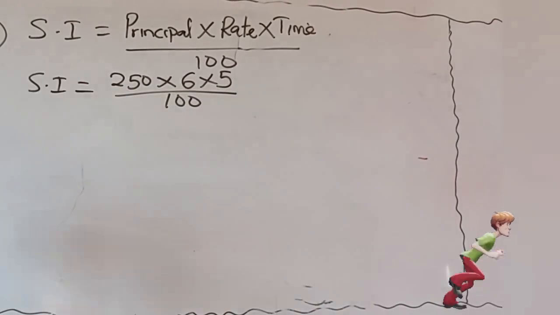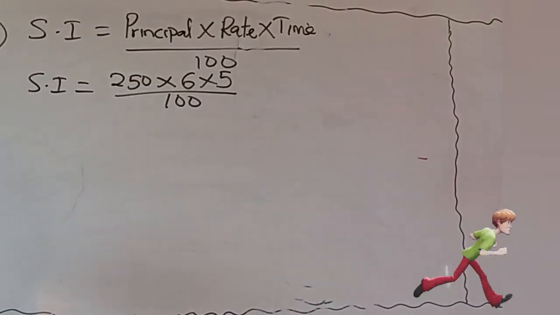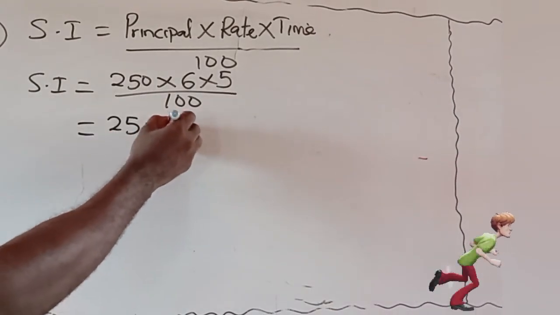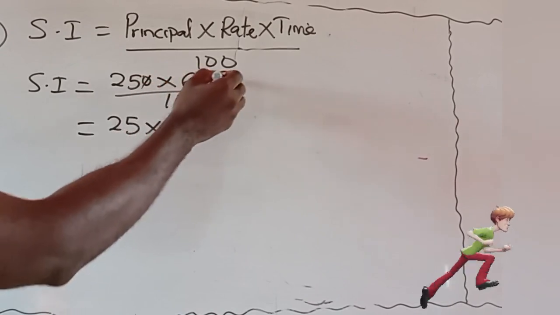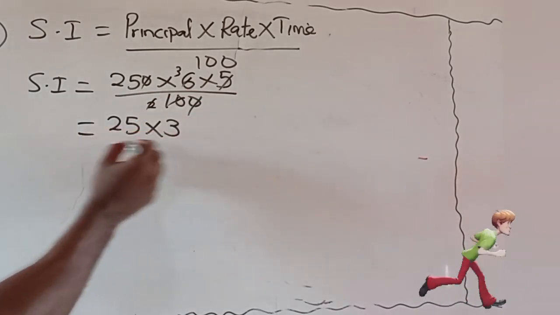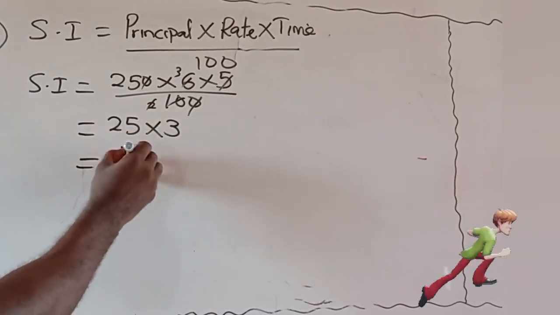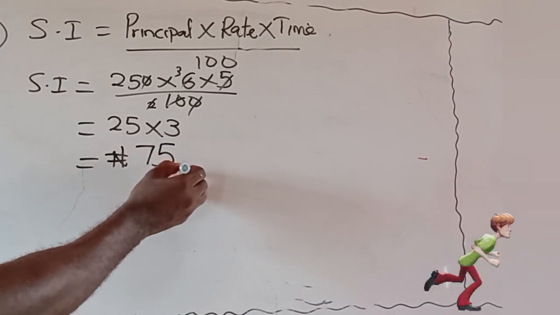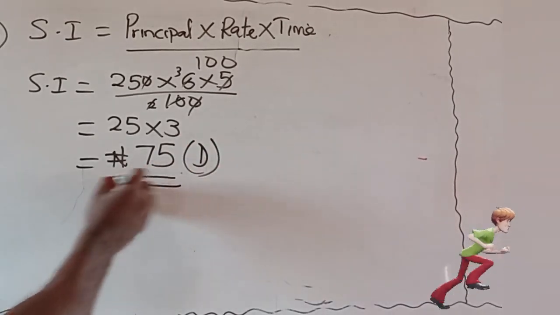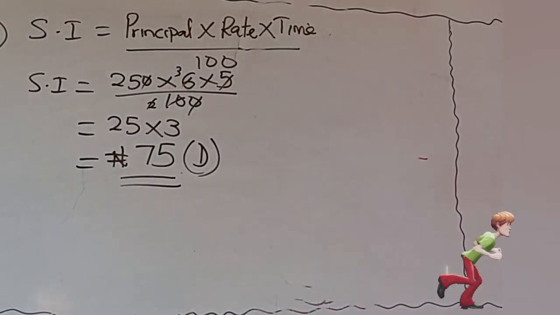Now let's cut it. Now when you cut these two, we have 25 multiplied by 3, because 0 cancels 0, 5 here goes 2, and this one 3. So we have 25 times 3. We have 75 naira as our simple interest. Is that not fun? This is D. Oh my God, you should understand better.